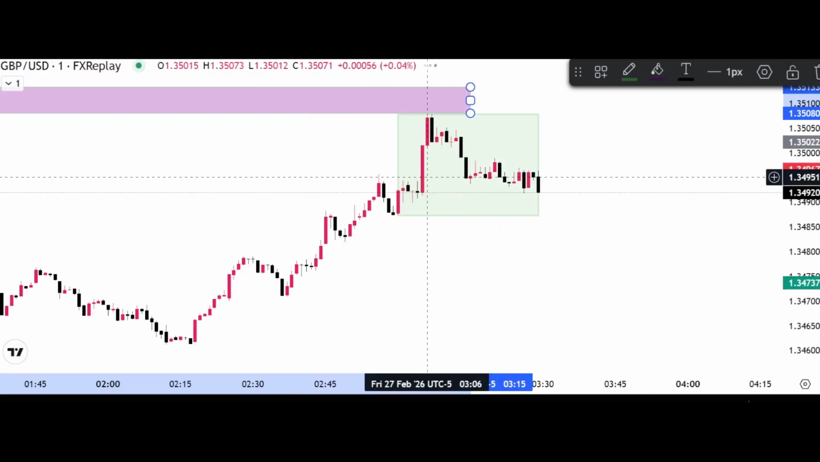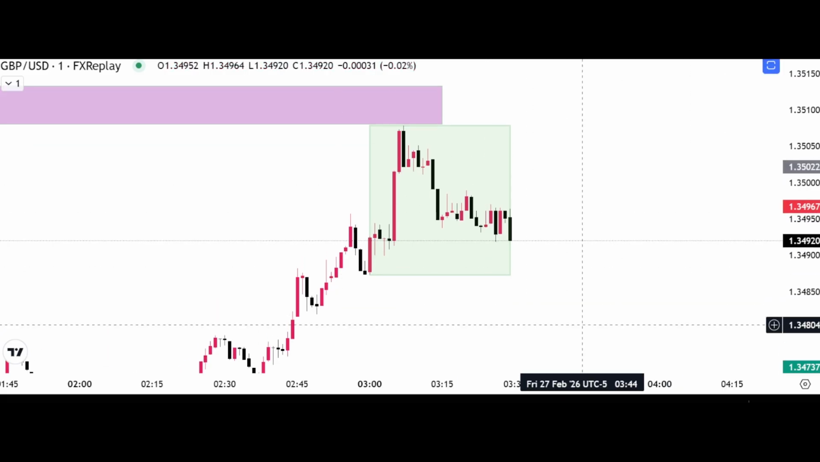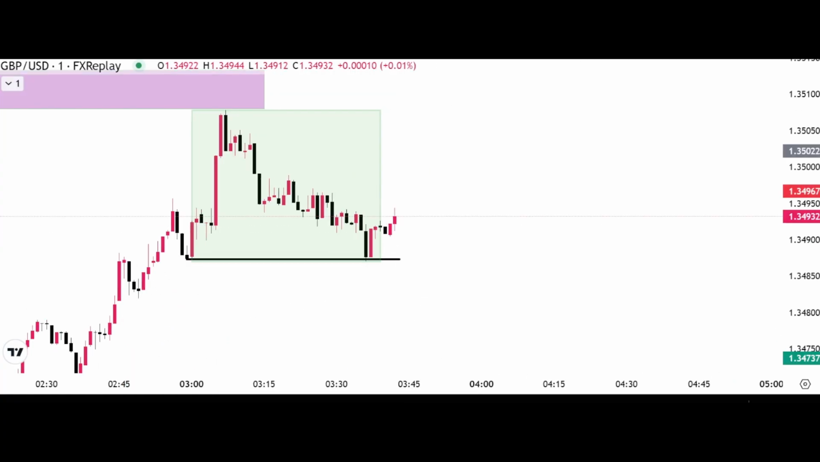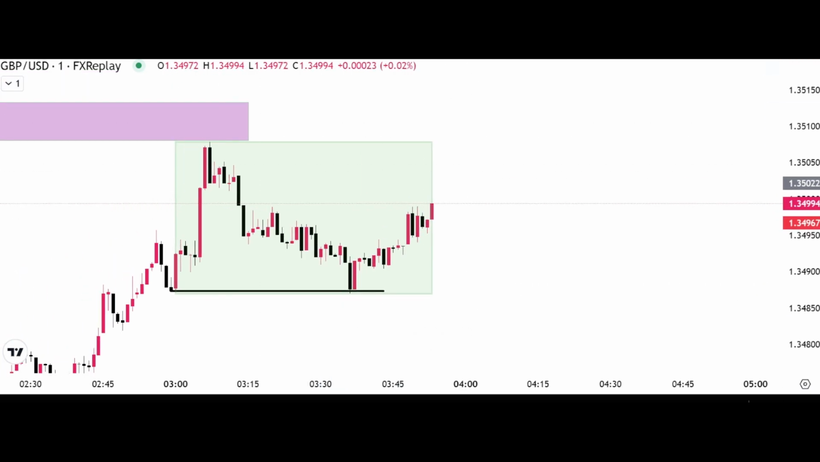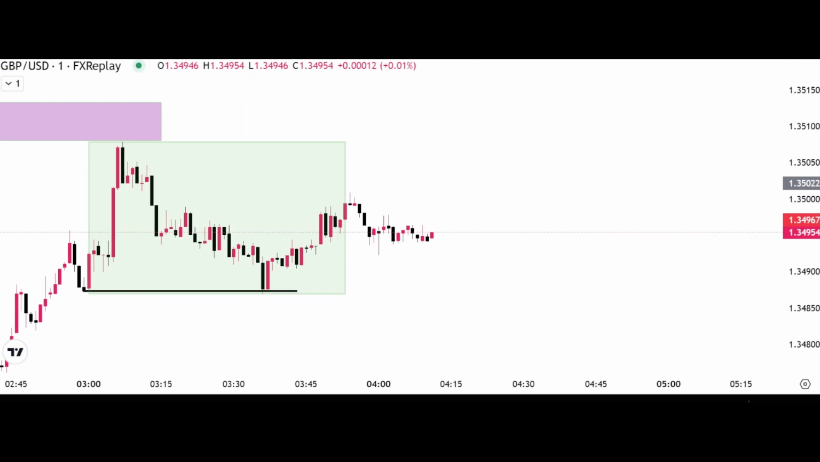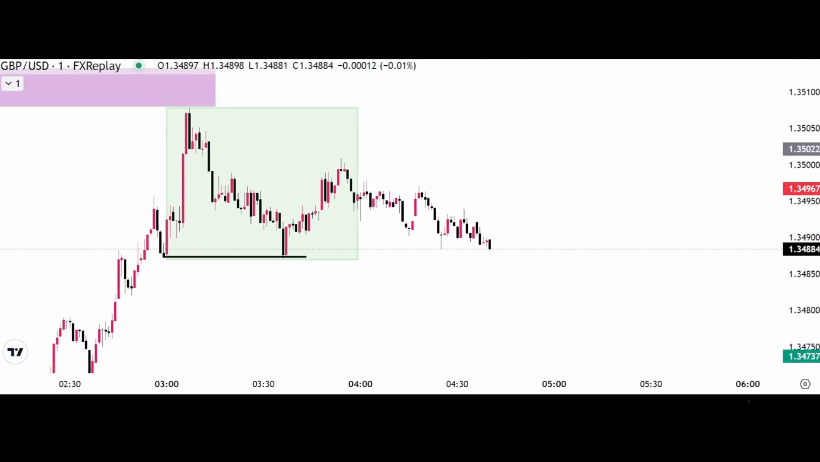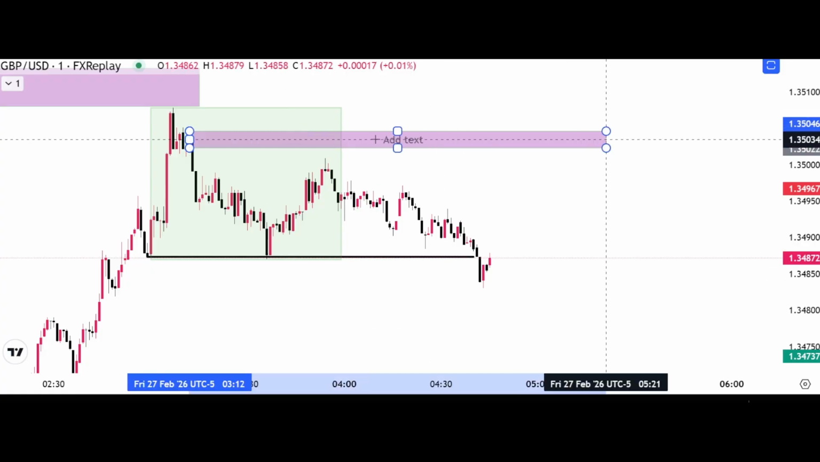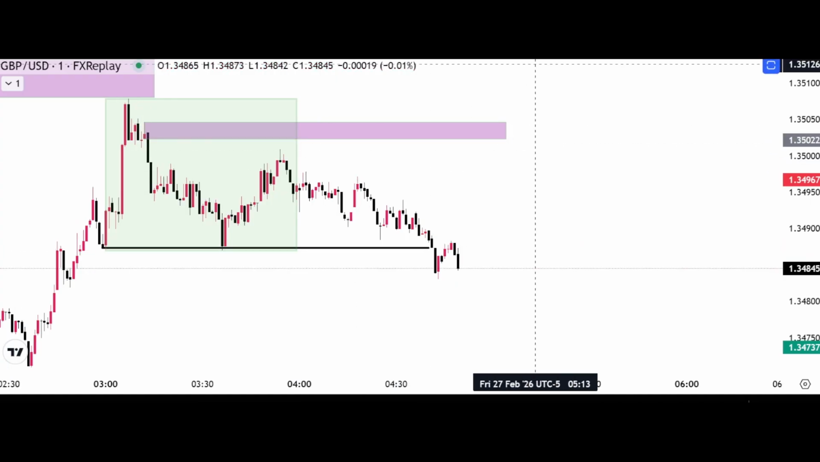We can go to 1 minute. Look for an entry. Our first break of structure or change of character should happen here. Nothing yet. No break of structure or change of character so far. Now we have a break of structure. The point of interest we are looking to trade from is this one. But let's see what happens.